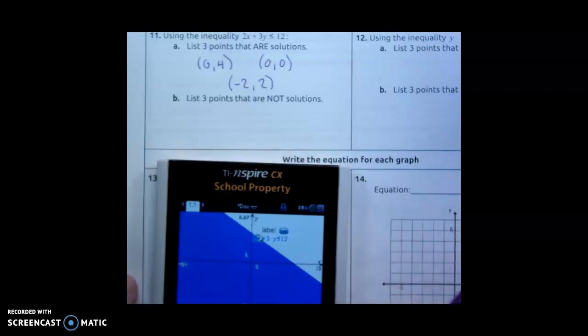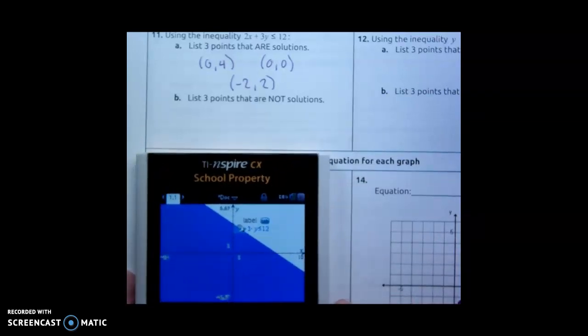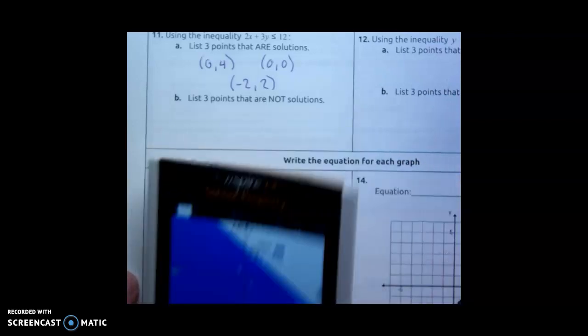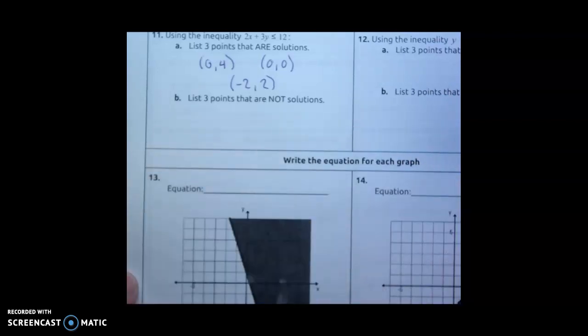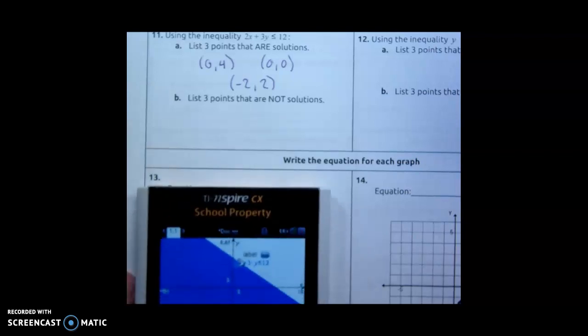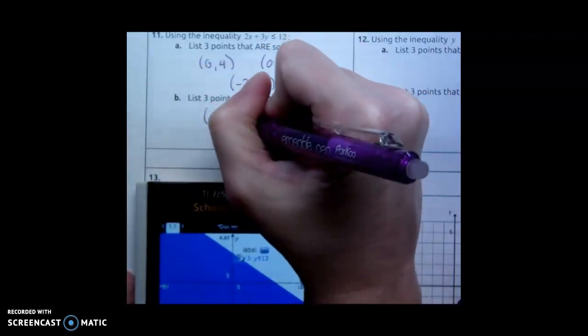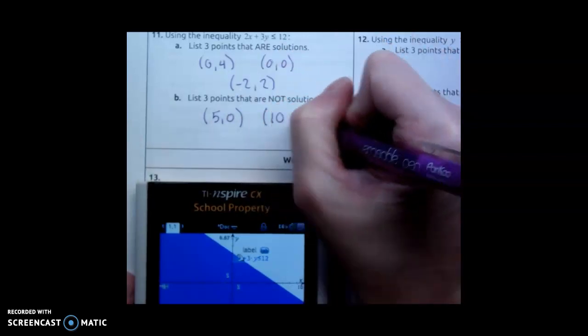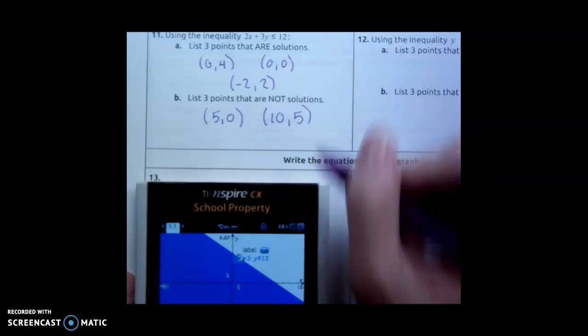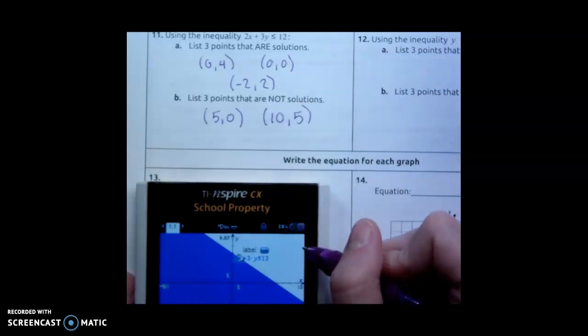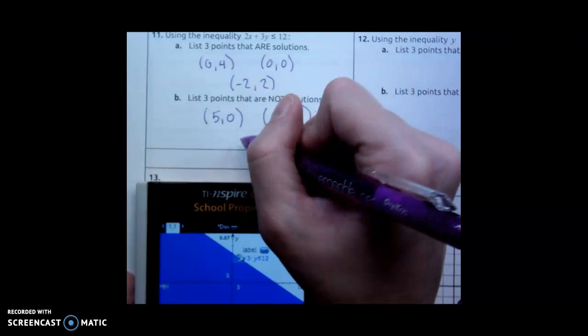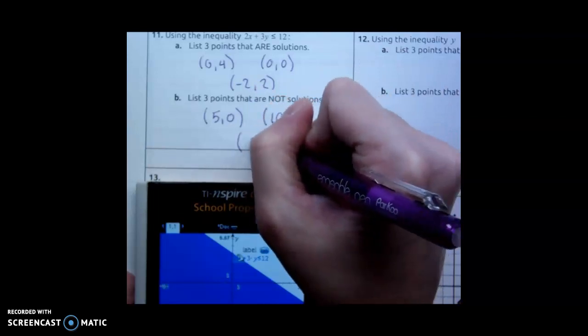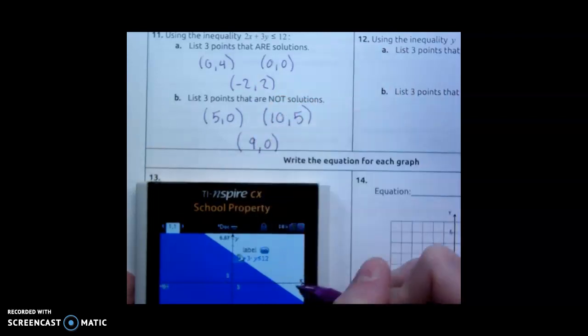Now, to list 3 points that are not solutions, we have to list the points that are not in the shaded area. So if I'm looking at my calculator, it looks like (5, 0) is outside of the shaded area. And then it looks like I could pick (10, 5). That one would be somewhere over here, so that means that would be out of the shaded area. And then I can also pick (9, 0). That would be on the x-axis, somewhere right about here, I think.